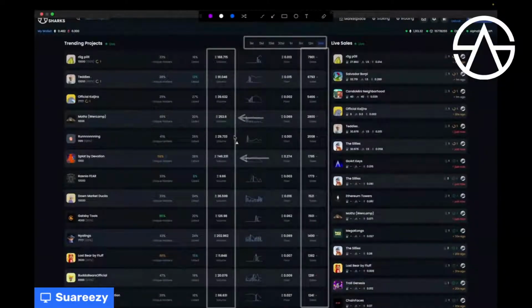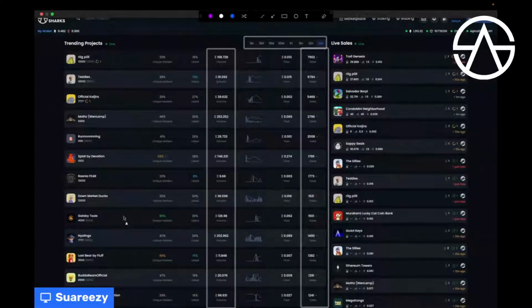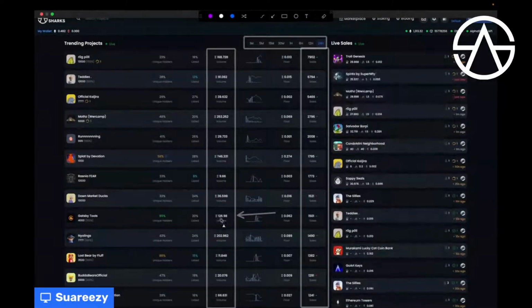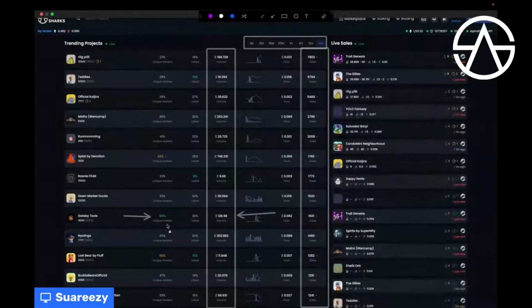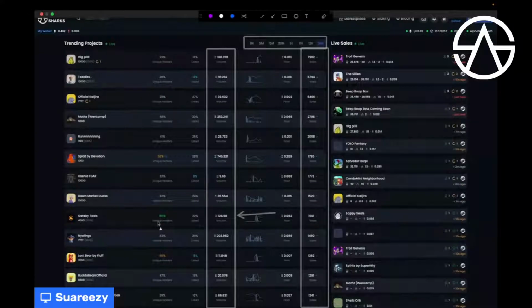So we should have a few projects moving within today. Let's keep going down and seeing what else has triple-digit ETH volume. Down here, Gatsby Tools, 126 ETH volume traded. Nice unique holder count right here. Something definitely to keep an eye on as well. If we start seeing this on lower time frames, this is definitely going to be something we're going to want to keep an eye on.